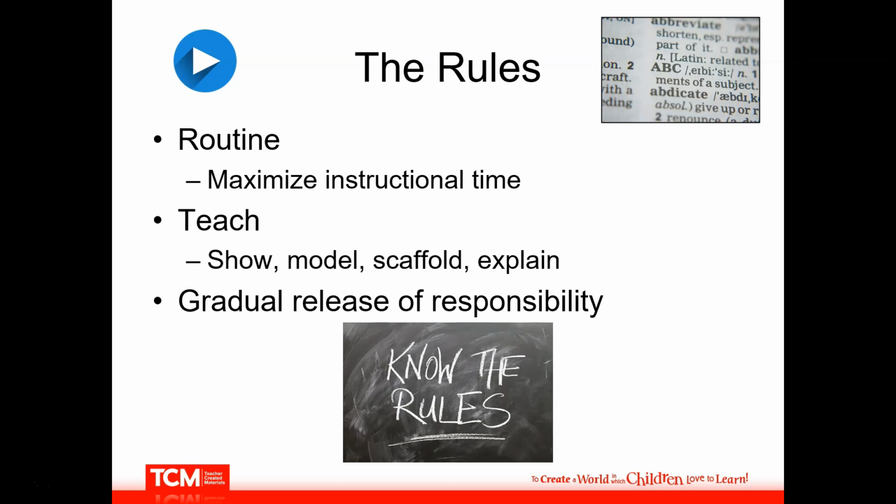Number one is that there is a routine. And this is just to help us maximize instructional time within our classrooms. That we need to teach. And very simply, we have to show, model, scaffold, and explain. Very, very similar to what I did earlier with the model in that activity you just completed. And then we also need to make sure that we follow a gradual release of responsibility with our students.